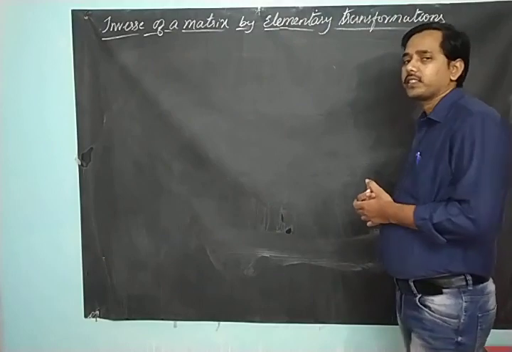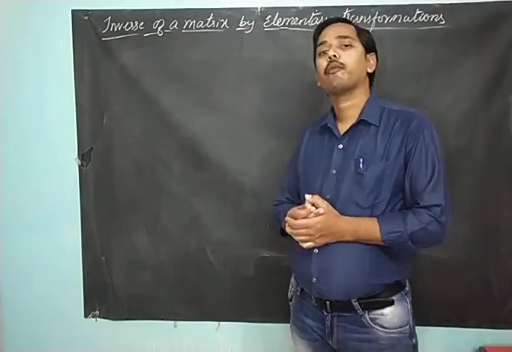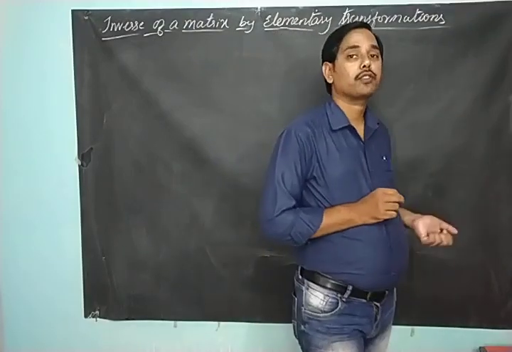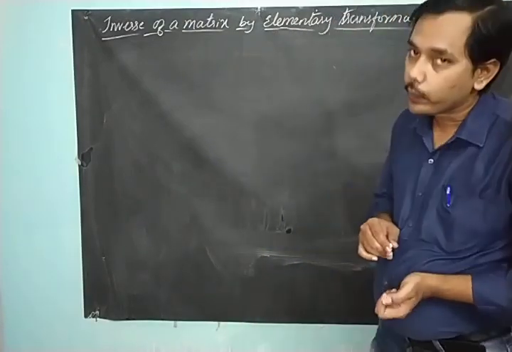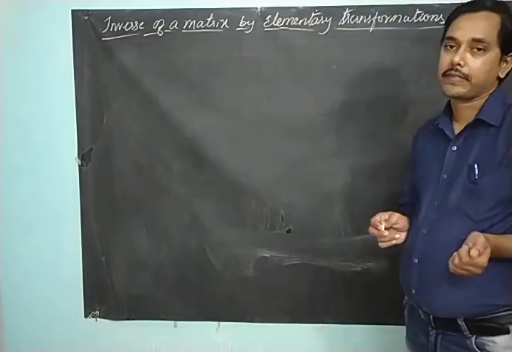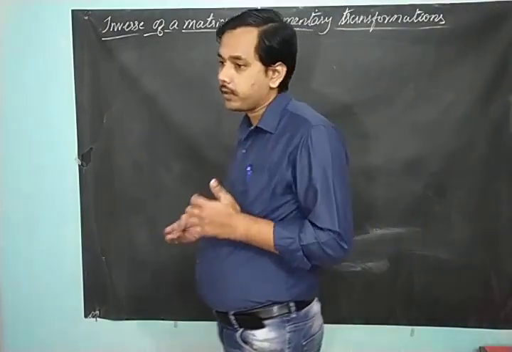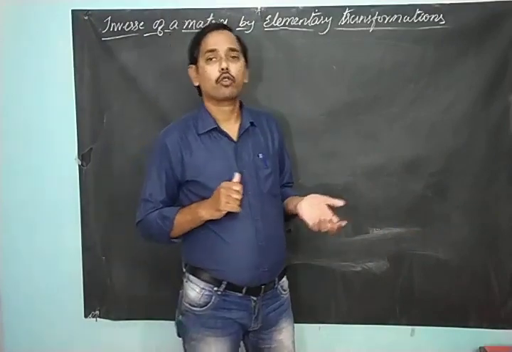So in the previous sessions we have seen what is the inverse of a matrix, what the different theorems and properties of the inverse of a matrix are. Also we have seen some elementary transformations. There were totally 6 elementary transformations, 3 for rows and 3 for columns.